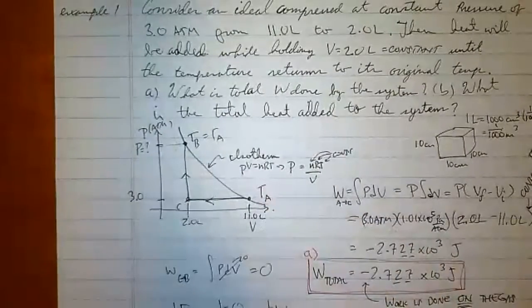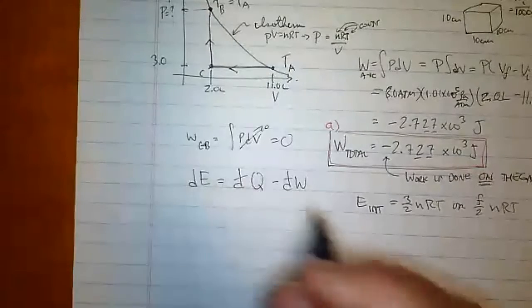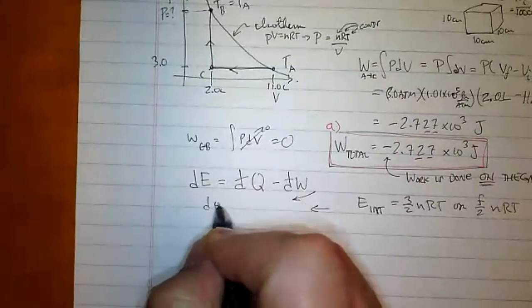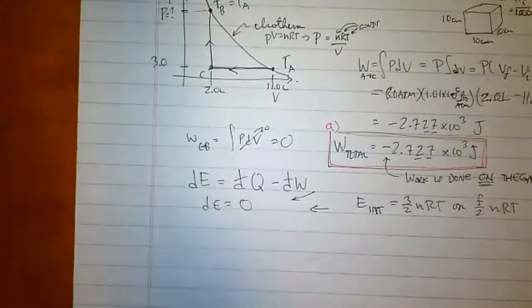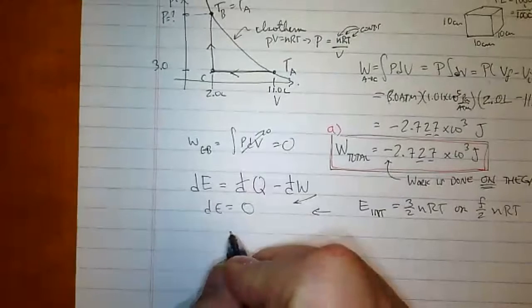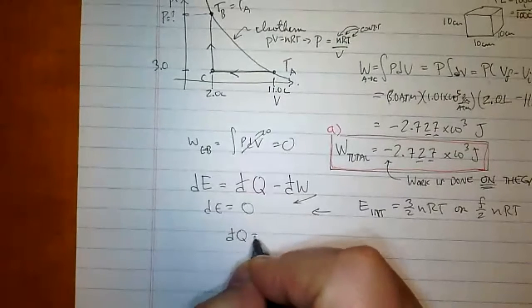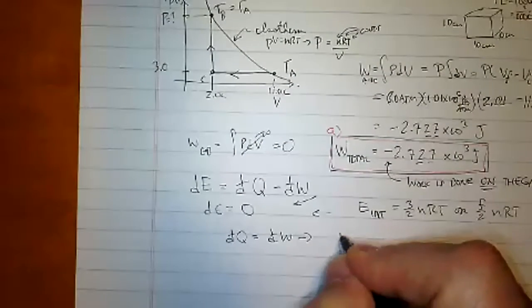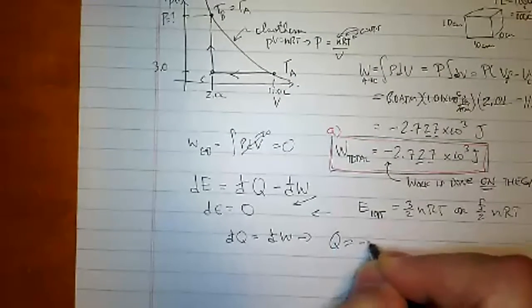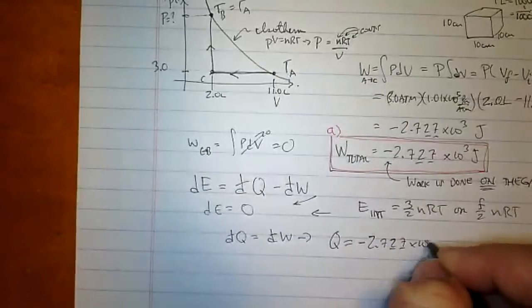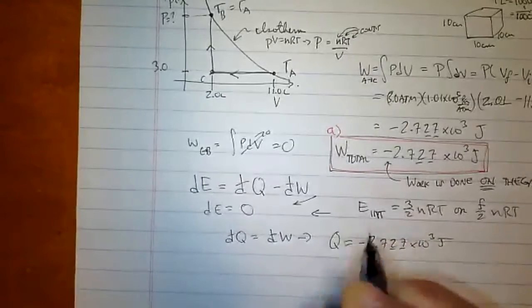But the main thing is you see that we went from TA to TB where they're the same. So the internal energy, this implies dE is equal to 0. Because the dE is equal to 0, then Q is equal to just d bar W. So in this case, we can say the heat added is negative 2.727 times 10 to the third joules.